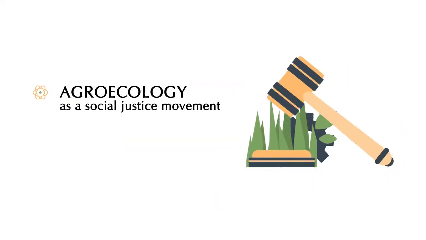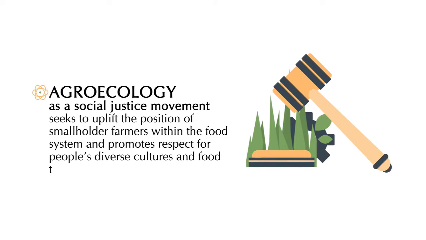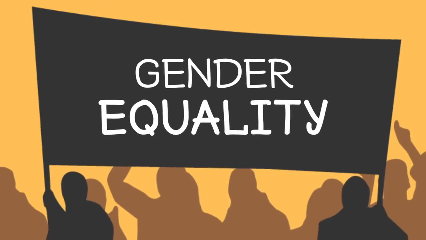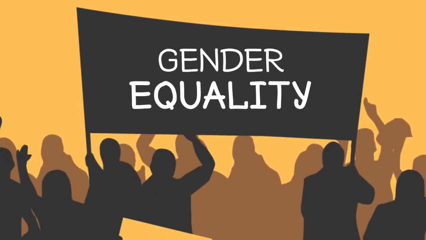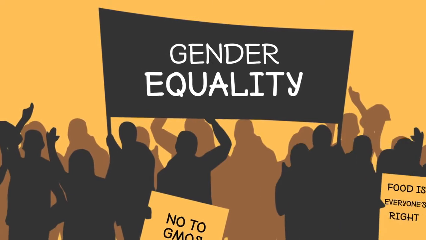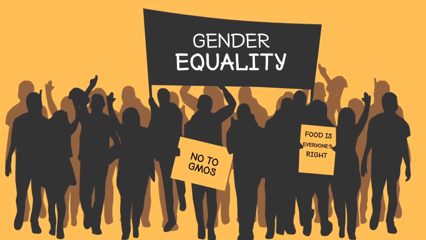Agroecology as a social justice movement seeks to uplift the position of smallholder farmers within the food system and promotes respect for people's diverse cultures and food traditions. Agroecology promotes gender equality and empowers smallholders to effectively participate in shaping and challenging policies that affect their right to food both at local, national, and global level.